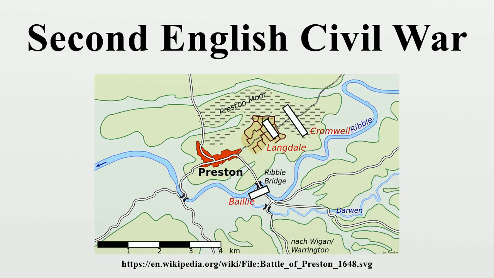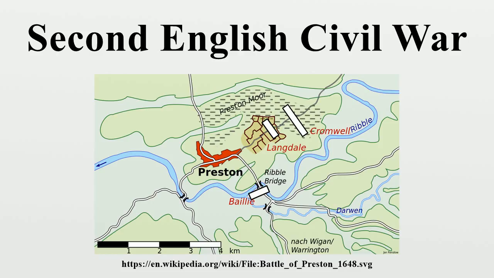At the end of the trial, the 59 commissioners found Charles I guilty of high treason, as tyrant, traitor, murderer and public enemy. He was beheaded on a scaffold in front of the Banqueting House of the Palace of Whitehall on 30 January 1649.